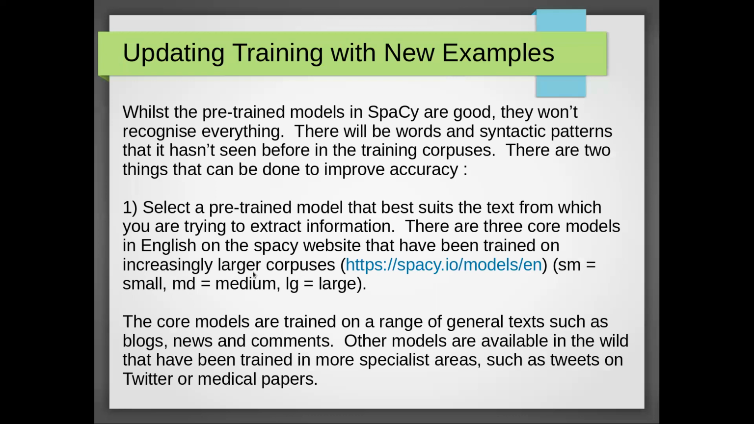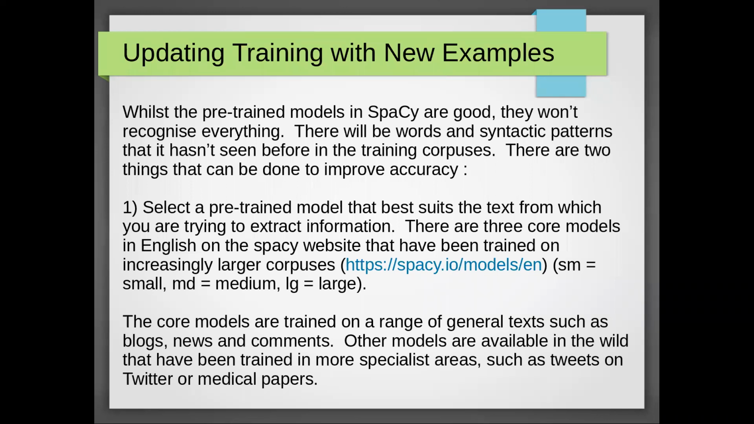So as we've just seen, the pre-trained models in spaCy are very good, and for a first stab, if you want to just grab out some named entities quite quickly, it's pretty quick and easy to do that. And it's quite good in terms of its performance, but they won't recognize everything, and there will be certain words and syntactic patterns that it hasn't seen before in the training corpuses. So there are two things that you can do to try and improve accuracy.